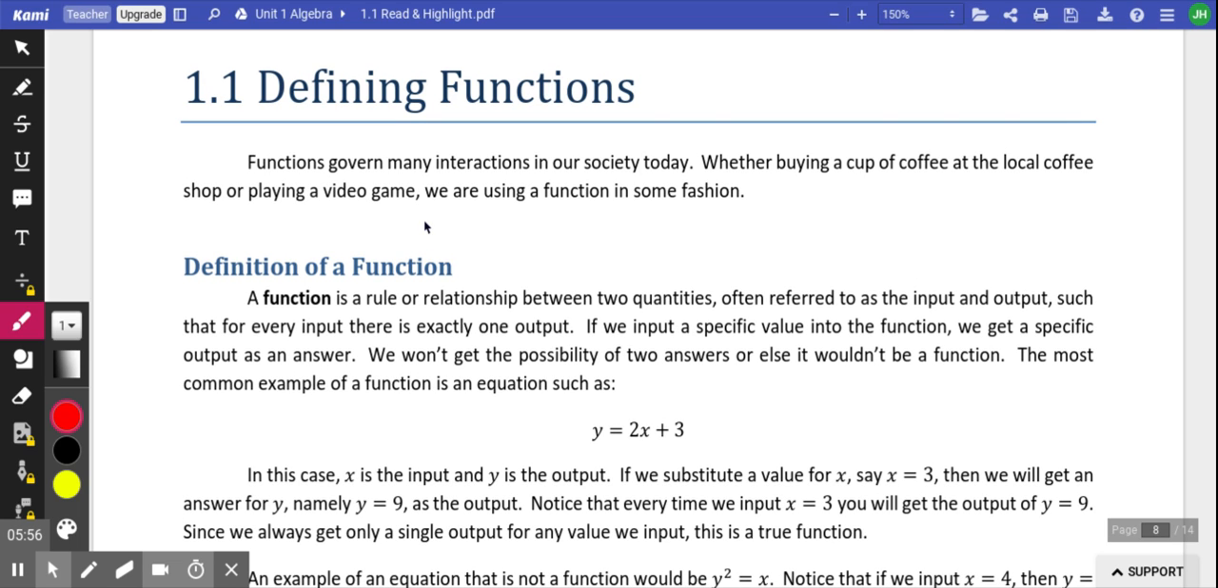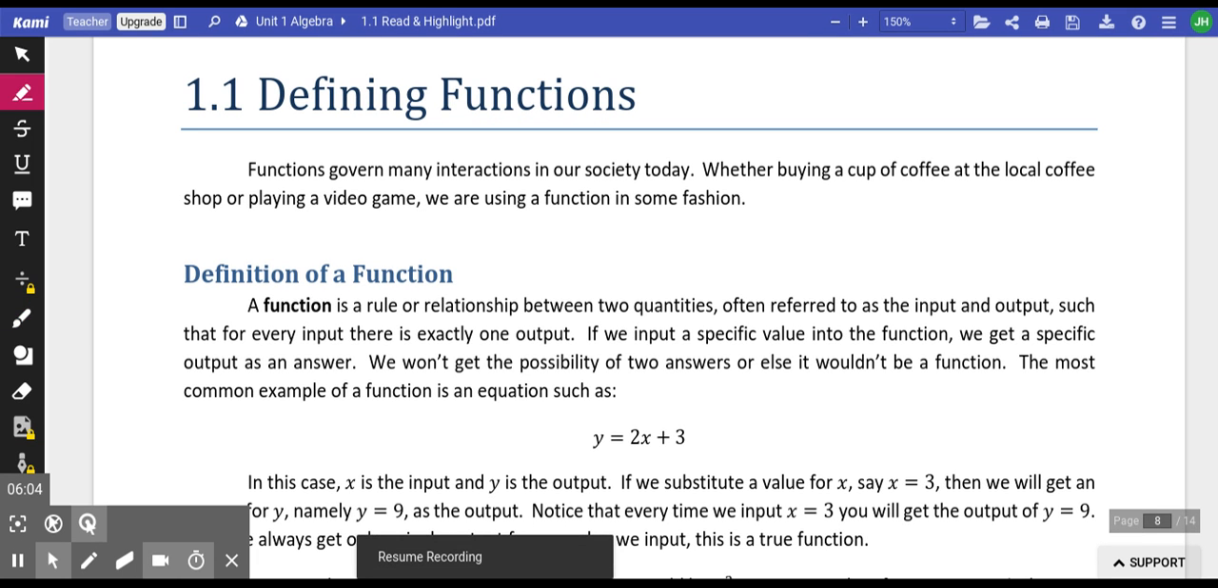What we're going to do here is we're going to read and we're going to highlight. I actually have a highlight function available to me here, so I'm going to show you what I mean by read and highlight. All right, so read and highlight means we're going to read a section and then we're going to highlight the stuff that we think is important. So let's start by reading this first section.